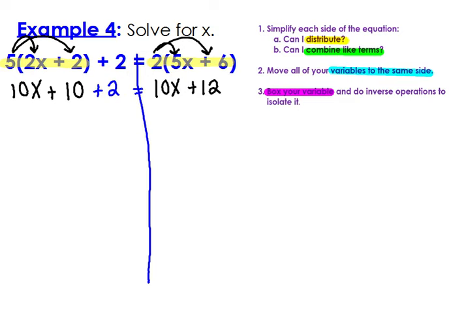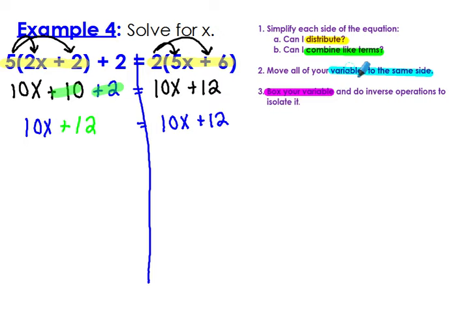Okay, next step says, can I combine like terms? And I can on the left side. These two are like terms. I can't over here because I don't have any like terms. So I'm going to combine those like terms and get 12, and it was a positive 12. And I'm going to bring everything else down, the 10x, the equals, this side had a 10x, and this side had a 12.